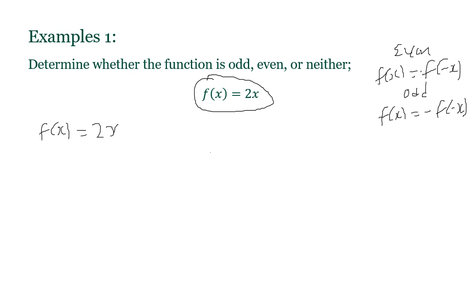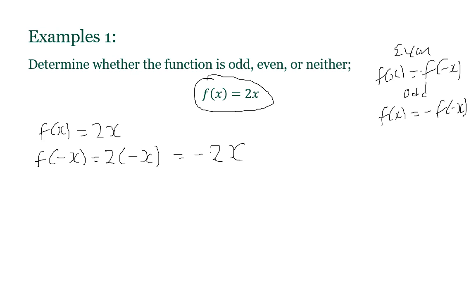The second step is find f of minus x. So f of minus x is just wherever we have x here, we substitute it with minus x. So you have 2, and instead of this x, I'll put minus x. And this will give me minus 2x. Then we check, is f of x equal to f of minus x? No, because this one has a negative here, so it is not even.